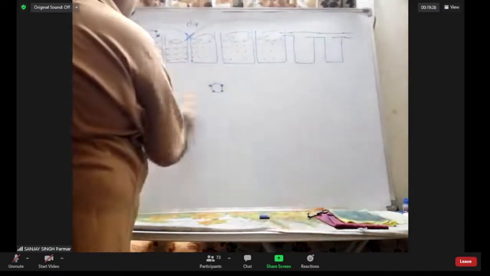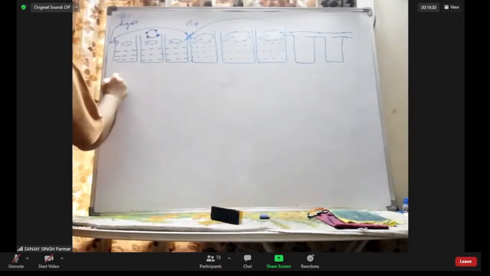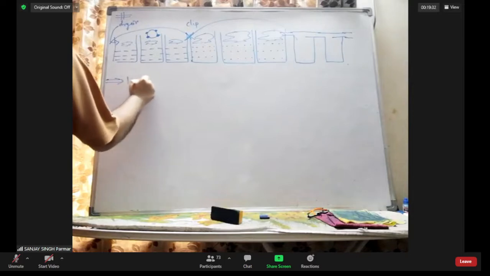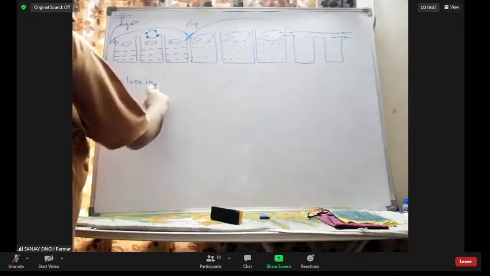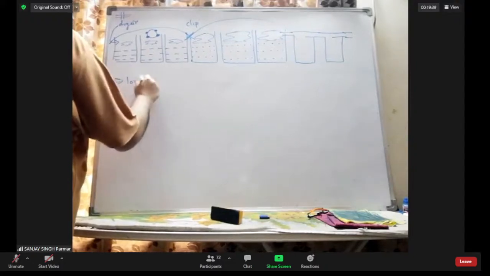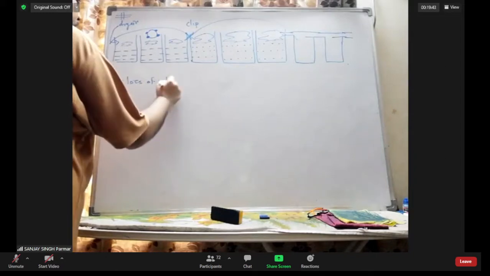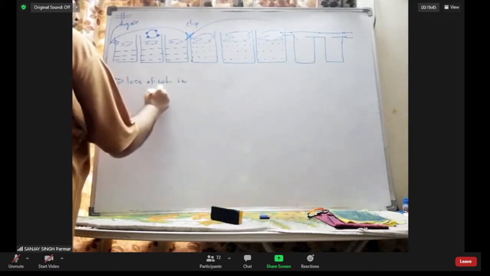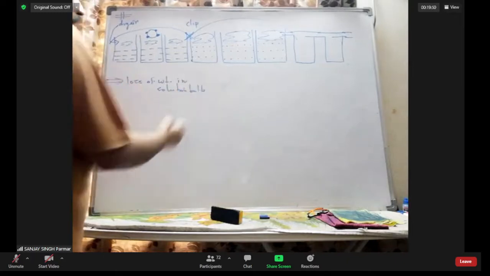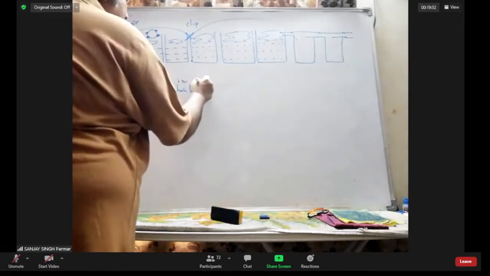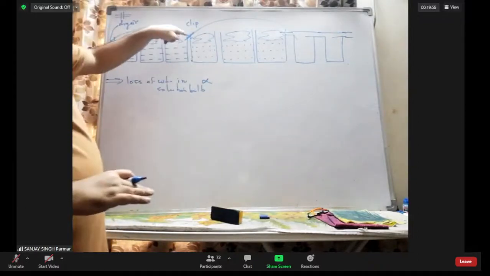And now here I will write: loss of weight in solution bulb is proportional to, keep it as it is. That's all. Now I am removing the clip.